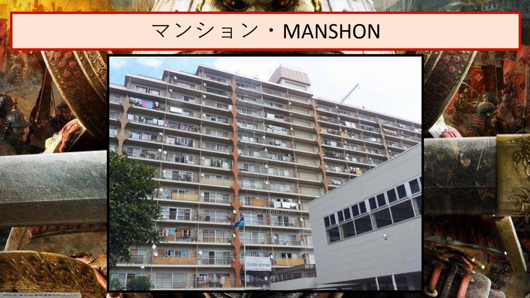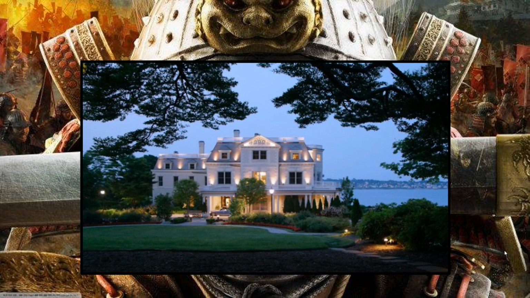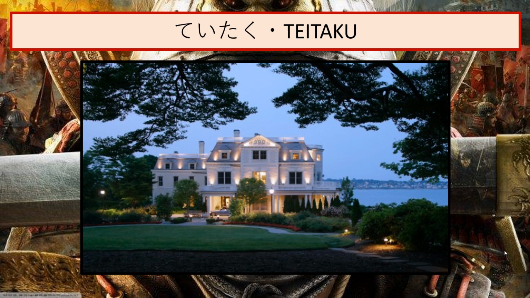So a mansion is actually an apartment building. Okay? So an apartment building. So beware of that fake friend. Mansion, apartment building. はい、次。これは本物です。So this is our real mansion.